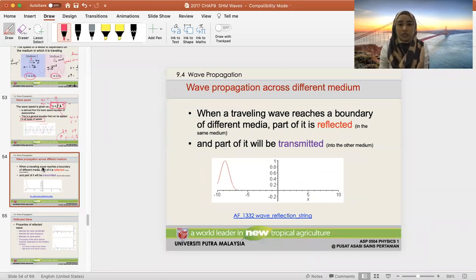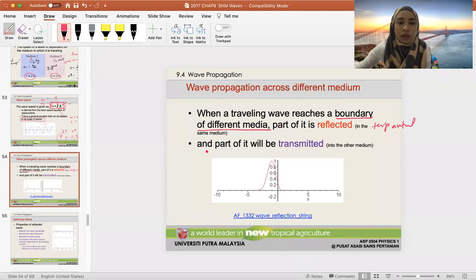Okay, so wave propagation across a different medium. When a traveling wave reaches a boundary of different media, part of it is reflected in the same medium. Reflected means bounced back into the same medium, and part of it will be transmitted. Some of it will travel into the new medium.